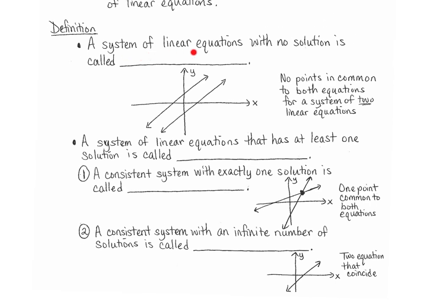All right. So let's start out with the definition. A system of linear equations with no solutions is called inconsistent. So for the sake of these graphs that you're going to see, I'm talking about a system of two linear equations. How many linear equations? Two, which is why you'll see here two lines. Okay? So a system of linear equations with no solution is called what?